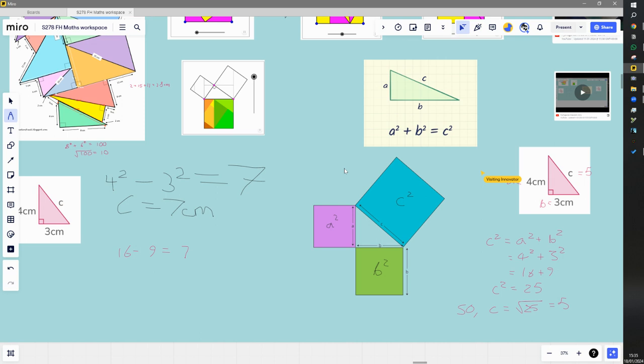So if it's true that A squared plus B squared is equal to C squared, then that would mean that the area of this plus the area of that is equal to the area of this. So what I'll do then is I'm going to share my screen, and we'll have a look at some of these simulations which demonstrate that the area of this plus the area of that is equal to the area of that.